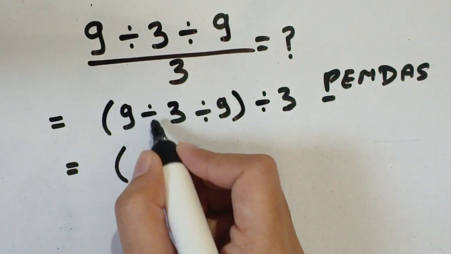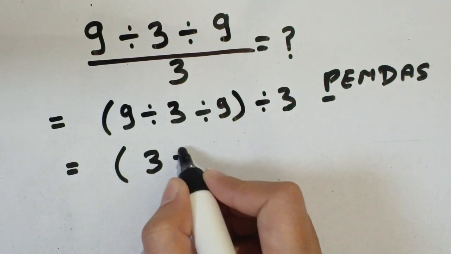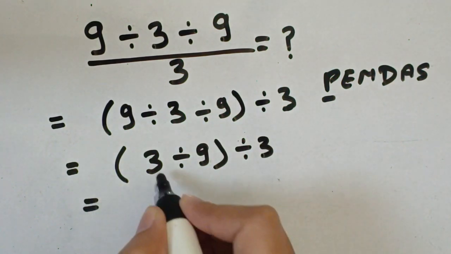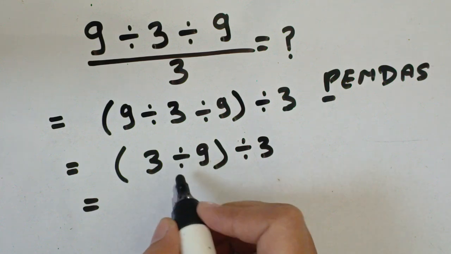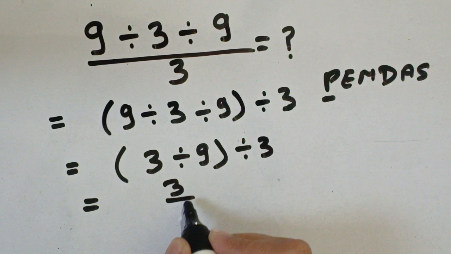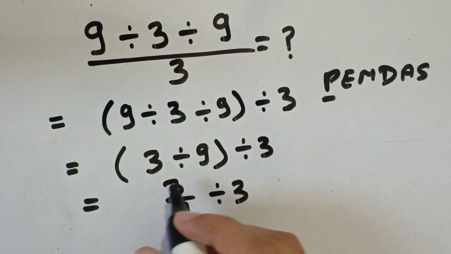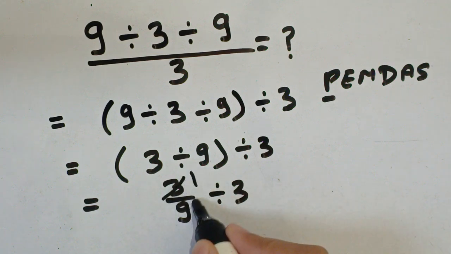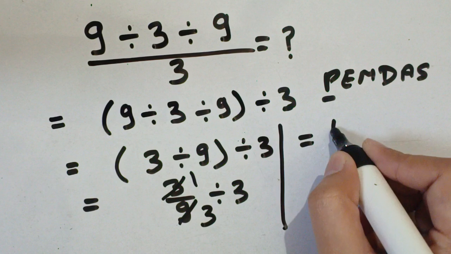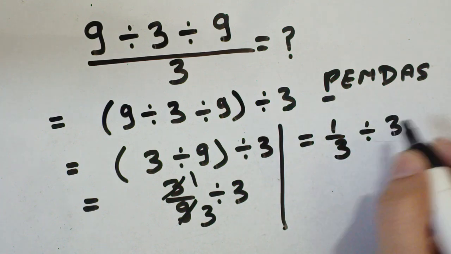So 9 divided by 3, when you divide this, you will get here 3, then divide by 9. Now solve this one. So this you can write as 3 divided by 9 divided by 3. Now cancel this. 3 ones are 3, 3 threes are 9. So 1 by 3 divide by 3.